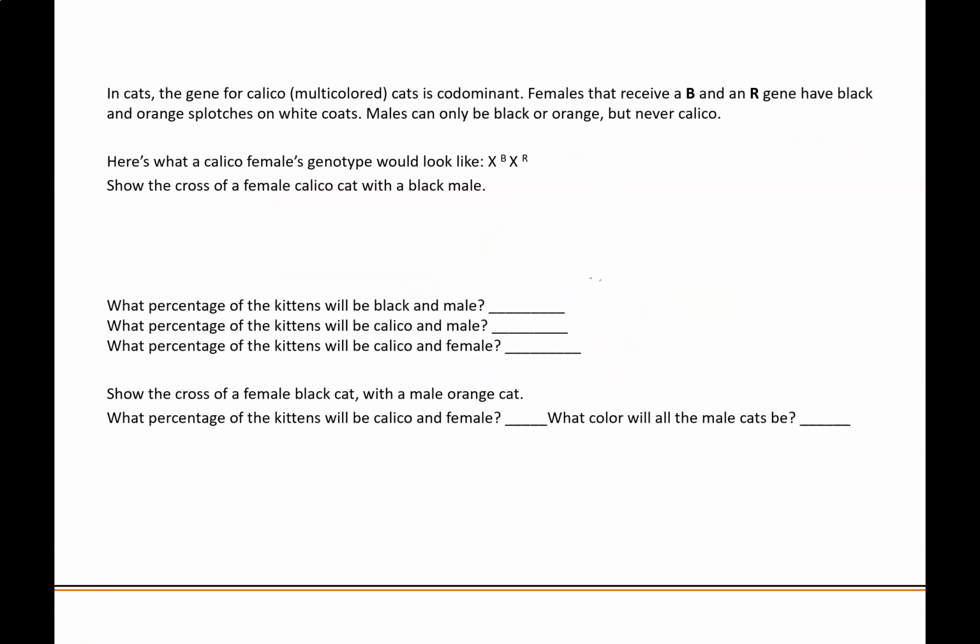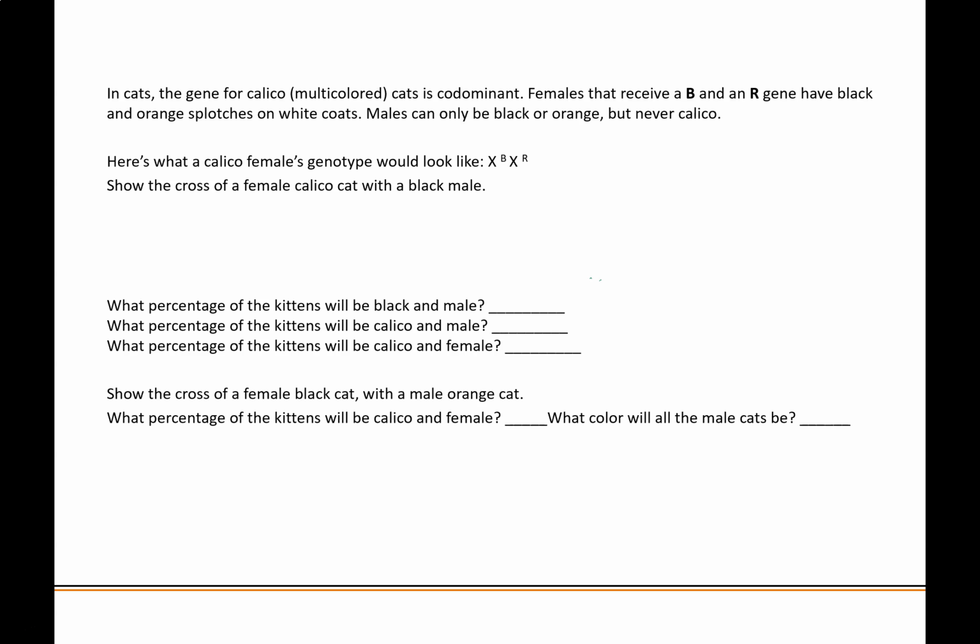So now let's look at another example using another sex-linked trait. This is for the calico cat coloring. So this trait is codominant. We talked about it at the end of the chapter. It is an X-linked gene, but it is one that is commonly affected by the inactivation of one of the X chromosomes. But we can still relate this to genotype.